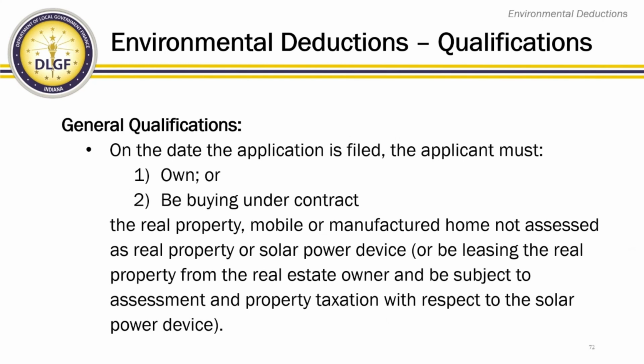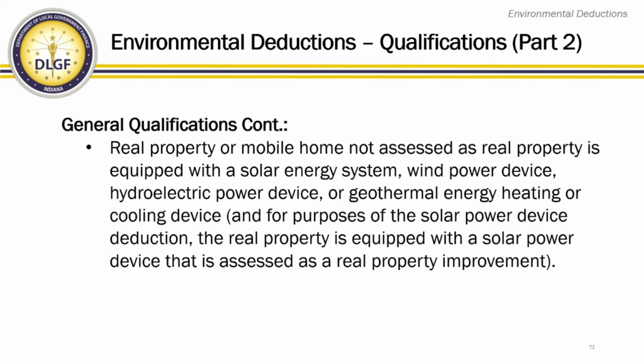So general qualifications for all of them is that on the date the application is filed, the applicant must own or be buying under contract the property that they are seeking a deduction. And then real property or mobile home that is not assessed as real property that's equipped with any of the listed types here. They have to actually have them on site in order to apply for them.